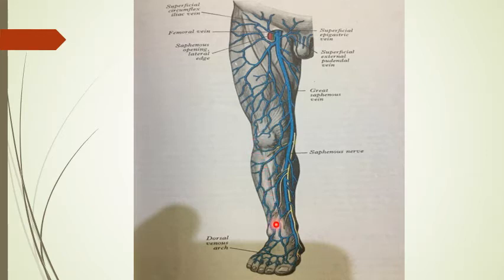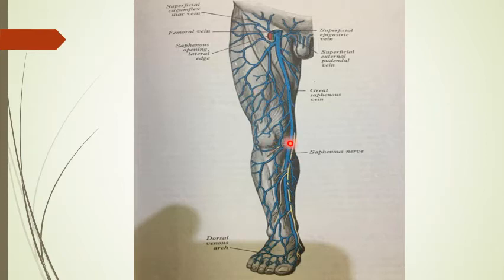So venous drainage of the lower limb is rich because it is a locomotor organ and movements occur in the lower limb.